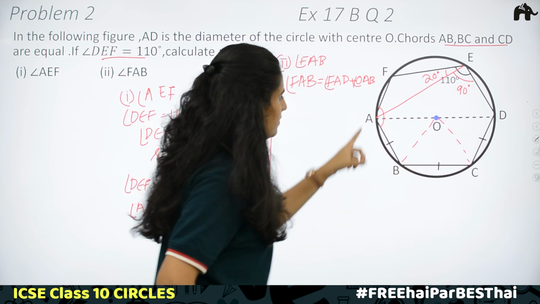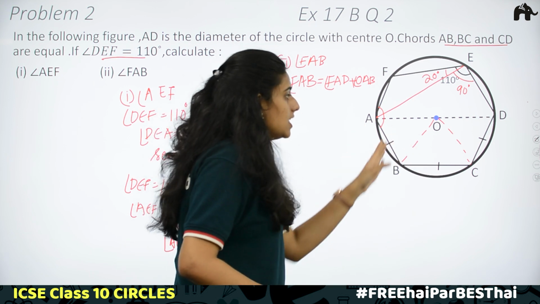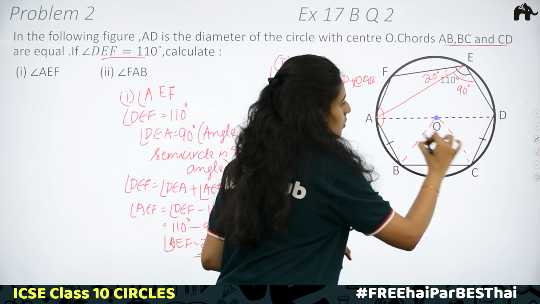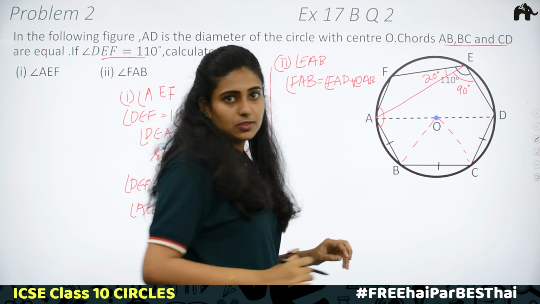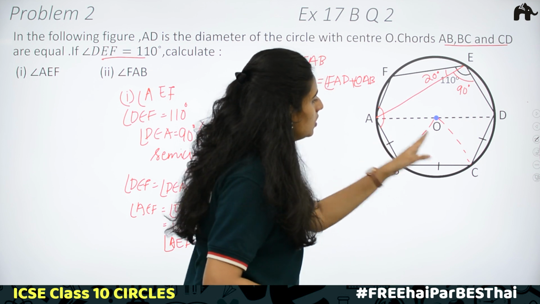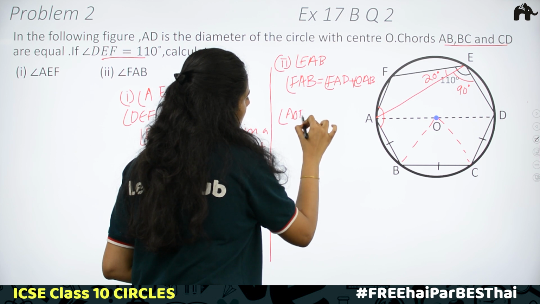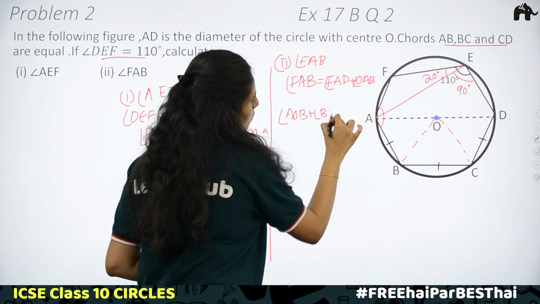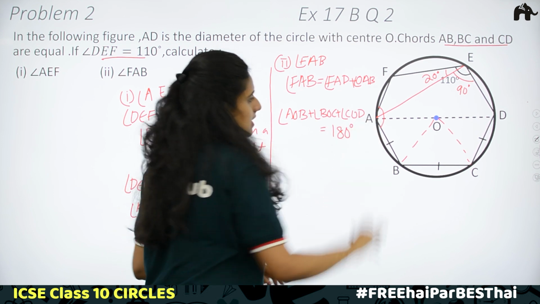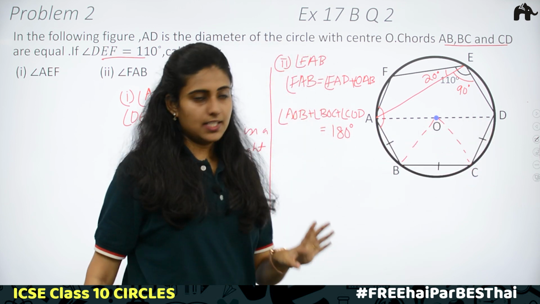Consider this part. It is given that AB, BC and CD are equal chords. Equal chords subtend equal angles at the center. Yes, we know that. So, here the total angle will be equal to 180 degrees. Now, this 180 degrees is divided into 3 equal portions. Angle AOB plus angle BOC plus angle COD is equal to 180 degrees. Here AD is a straight line. Therefore, the sum of angles should be equal to 180 degrees.